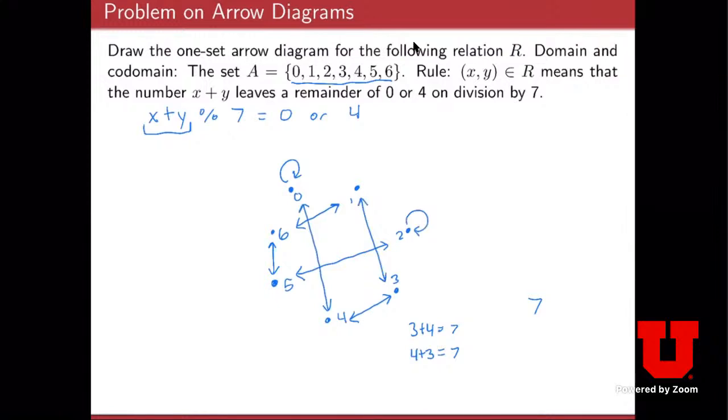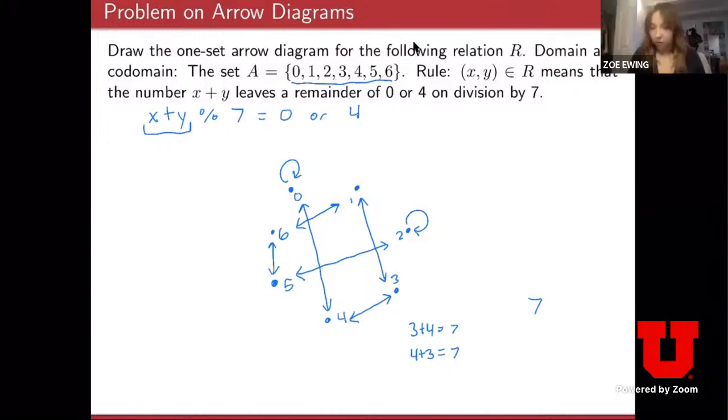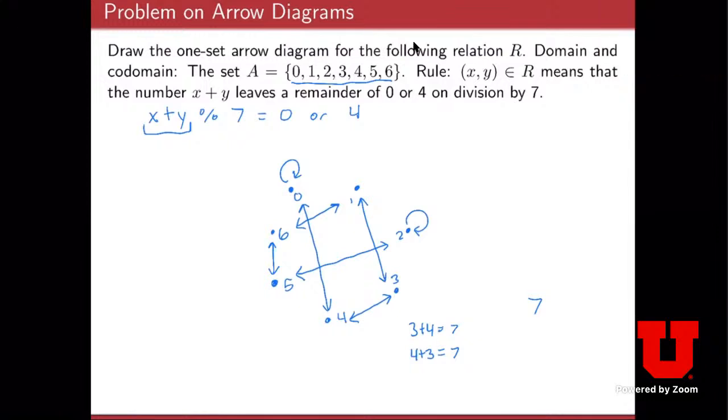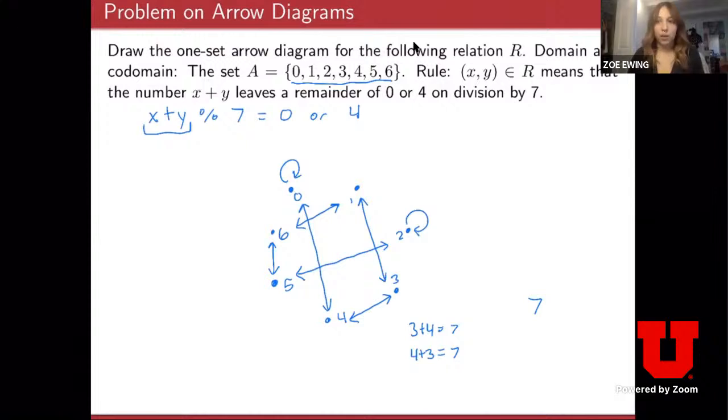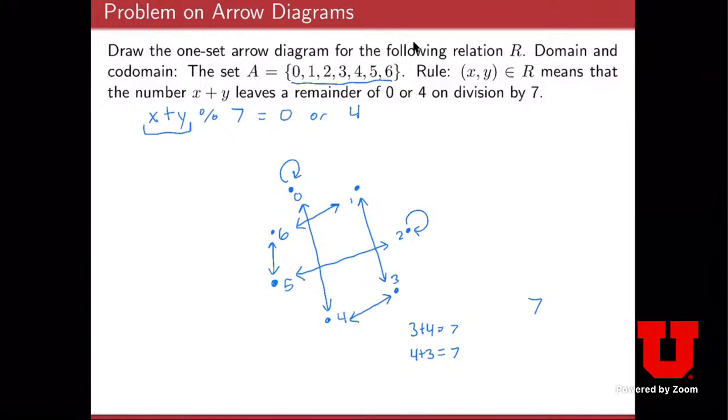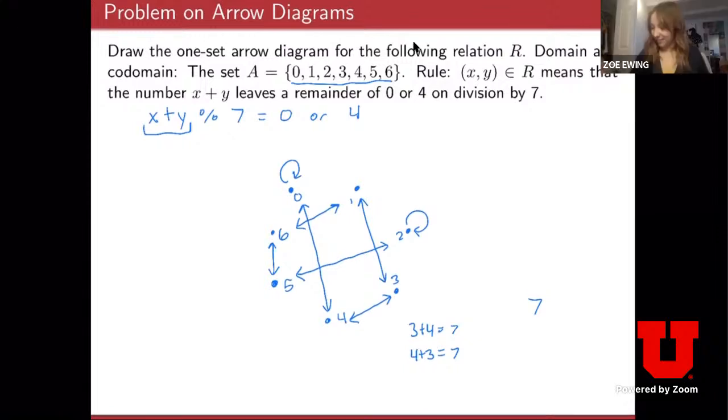Is 4 going to itself? Yes, 4 plus 4 would be 8, so yes. No need to be sorry. Okay, so there's our one-set arrow diagram for that. Are there any questions on that problem?